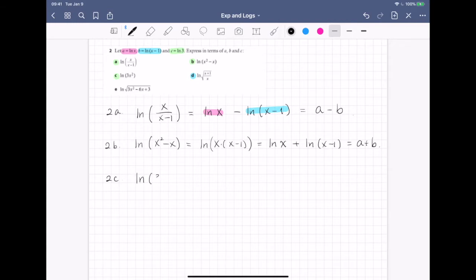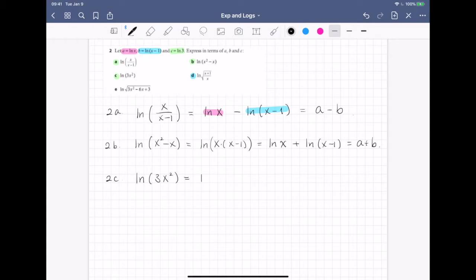ln of 3 times x squared. So this is a really good chance for you to see if you can do these questions with zero pressure, right? Try this out, pause the video, try it out, and then when you press play again, I'll solve it for you. All right, so welcome back. We have ln of 3 times x squared.